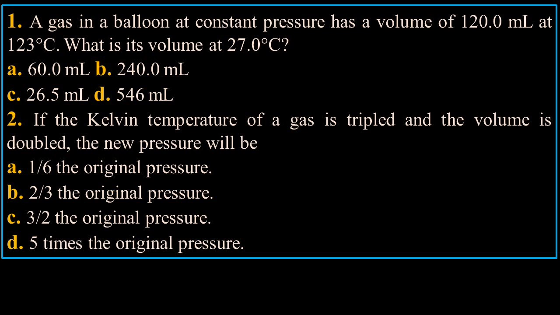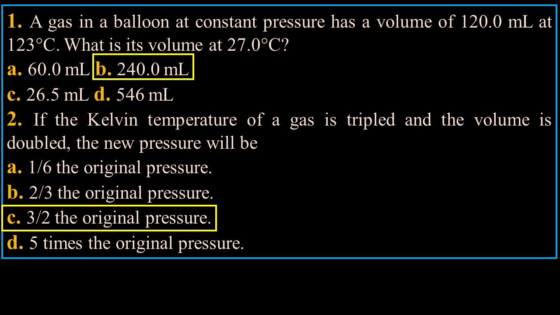A gas in a balloon at constant pressure has a volume of 120 milliliters at 123 degrees Celsius. What is the volume at 27 degrees? The answer is going to be B. And then C, 3/2 the original pressure.